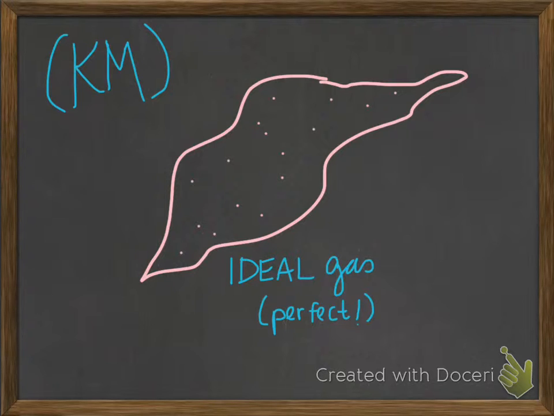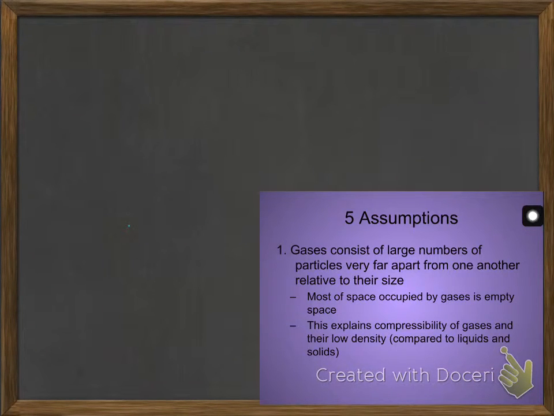Remember, these are just assumptions. They don't always hold true, but most gases behave closely enough to these assumptions that we can kind of fudge the numbers. Our first assumption is that though gases do consist of very large numbers of particles, those particles are very far apart from one another relative to their size, and that most of the space that's occupied by a gas is actually empty space.